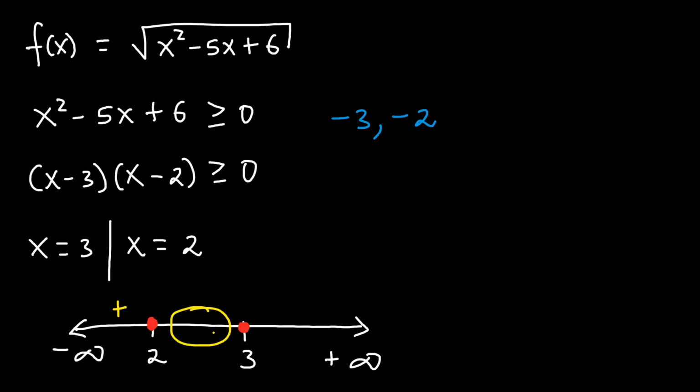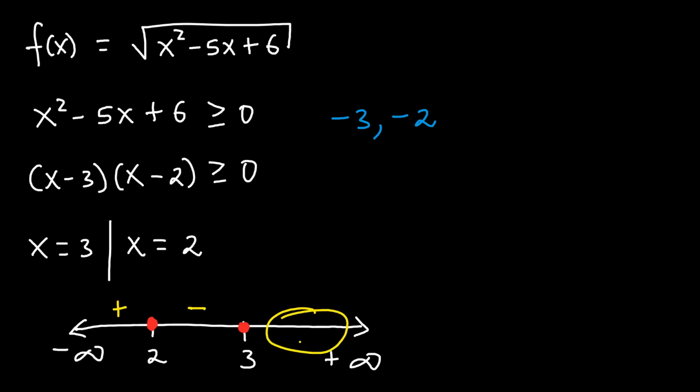And then for the second region, we need to put in a number between 2 and 3. Let's say we put in 2.5. 2.5 minus 3 will give us negative 0.5, so this is negative. And then 2.5 minus 2 will be positive 0.5, so this is positive. A negative times a positive will give us a negative, so this is negative.